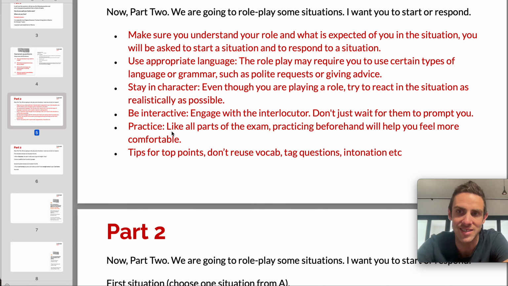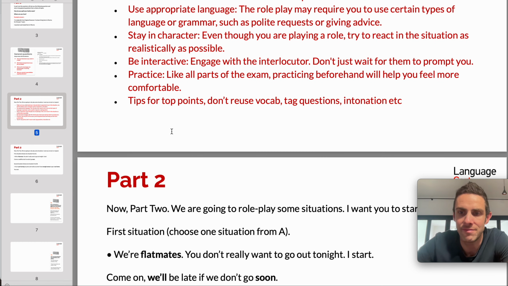Try to react to situations in a realistic way. Also, be interactive. Don't just give 1 or 2 word answers. Really interact with the interlocutor. Don't wait for them to ask you questions. Maybe you ask the question. And again, practice. This part takes practice.